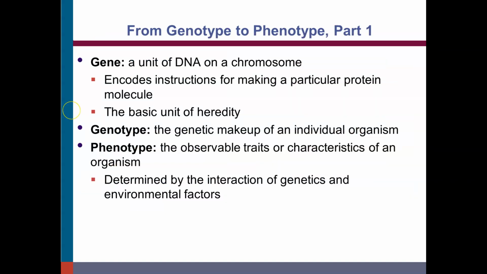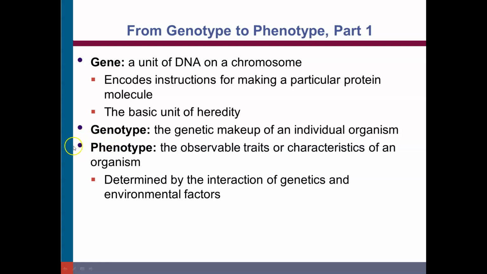So, a couple of definitions here I just wanted to make you acquainted with. Genes. Remember, that is a unit of DNA on a chromosome. That's the basic unit of heredity. The types of genes that one is composed of, so to speak, that's what's called the genotype, the individual genetic makeup of each individual person or organism.